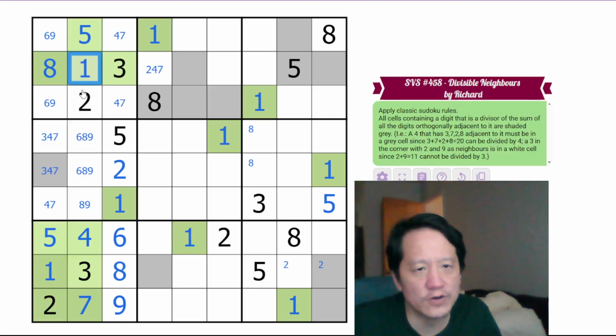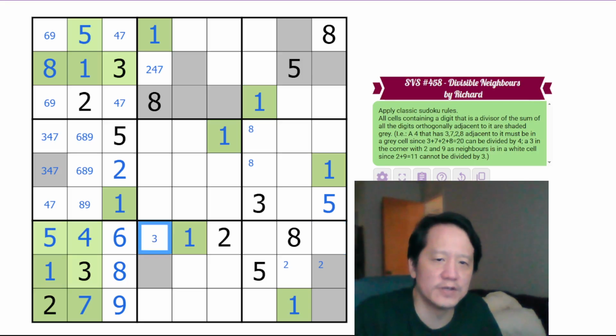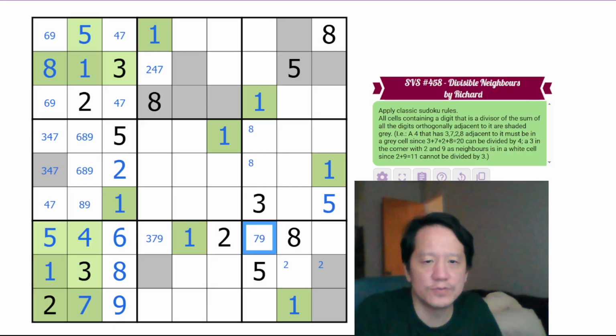These are too many variables here. Remaining digits of row 7. We have 3, 7, 9. No 3 here because of 3 in the column. 3, 7, 9.